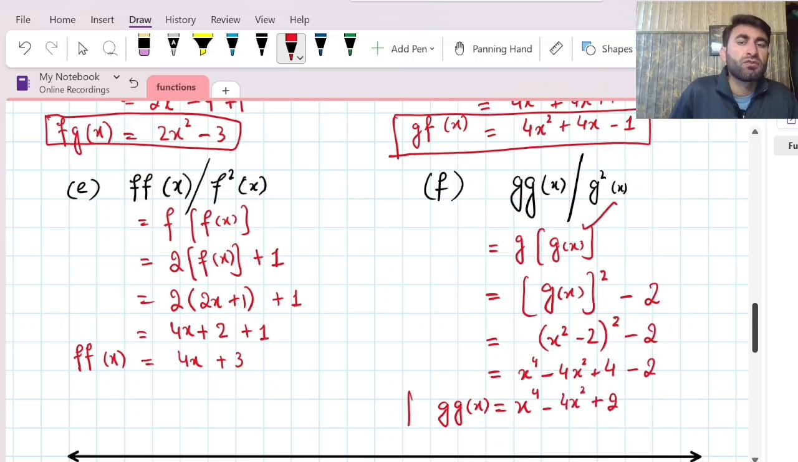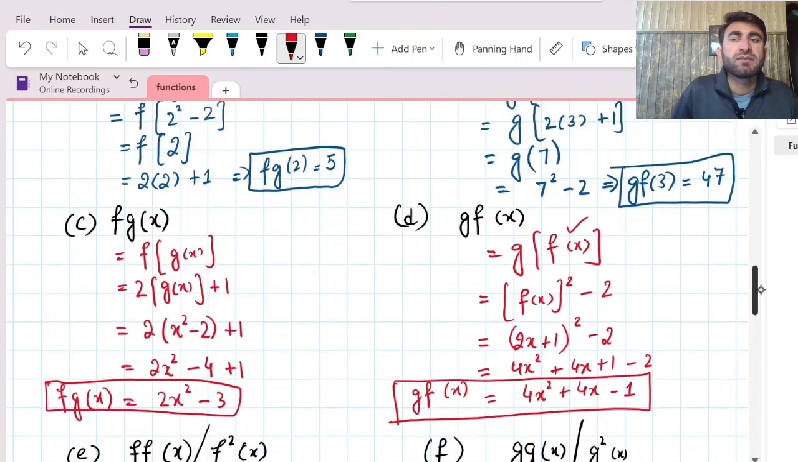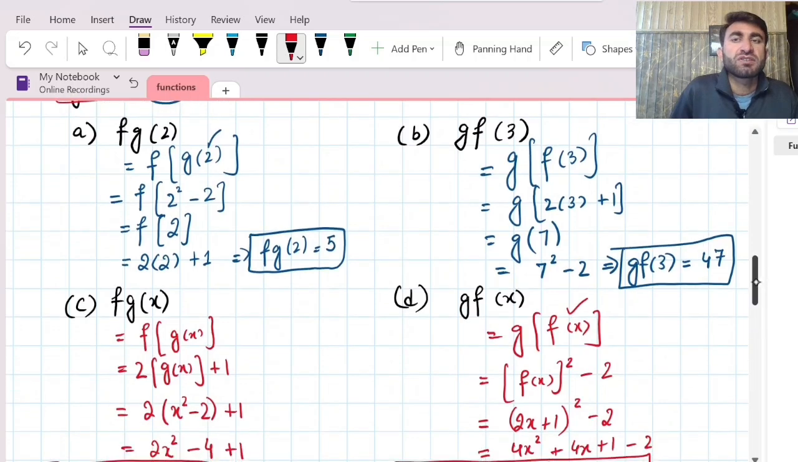That is the final value of self composition g∘g of x, and the first self composition f∘f of x was 4x plus 3. So that is how we work with the composition of algebraic functions, and we can also find some values from these compositions.